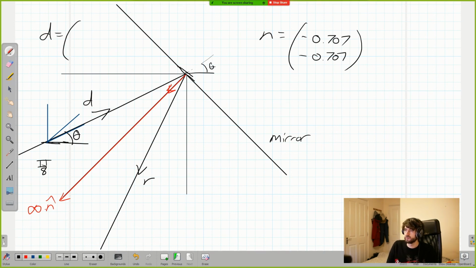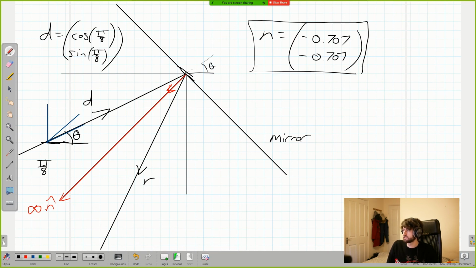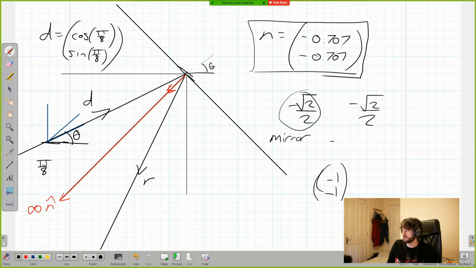So this d is equal to cos pi over 8, sine pi over 8. This n is equal to minus 0.707, minus 0.707. Of course, the reason is that's minus root 2 over 2, minus root 2 over 2. The vector itself is in the direction minus 1, minus 1. But to normalize it, we do this, because if you square this thing, you get 2 over 2 squared plus 2 over 2 squared, which is 2 over 4 plus 2 over 4, which is 0.5 plus 0.5, which is 1. So that's just the minus 1 vector normalized.